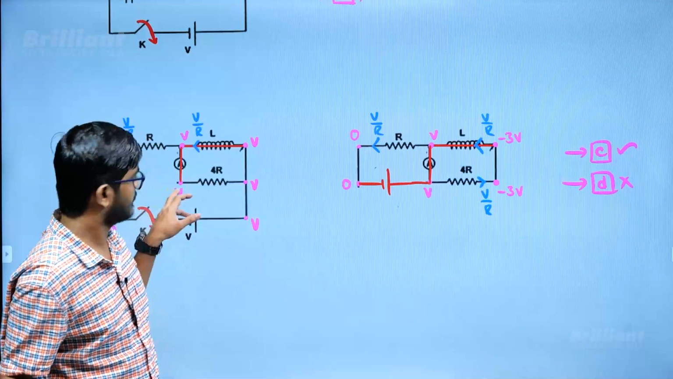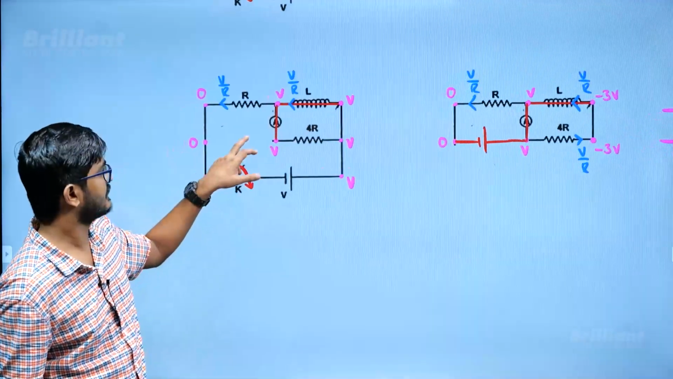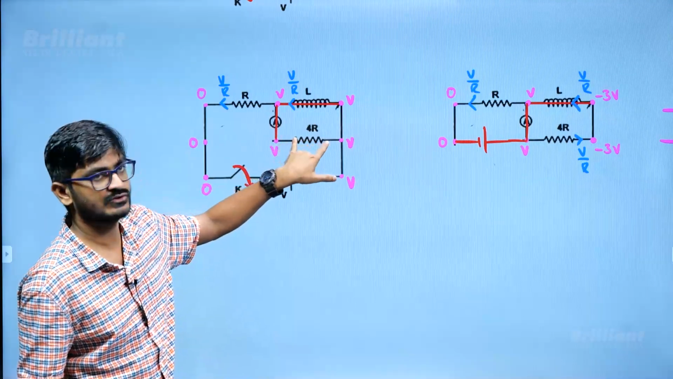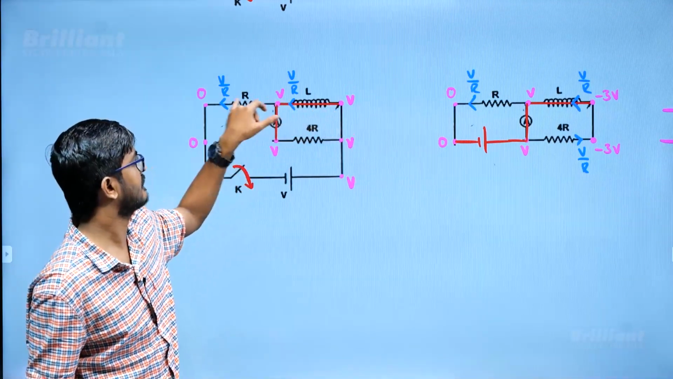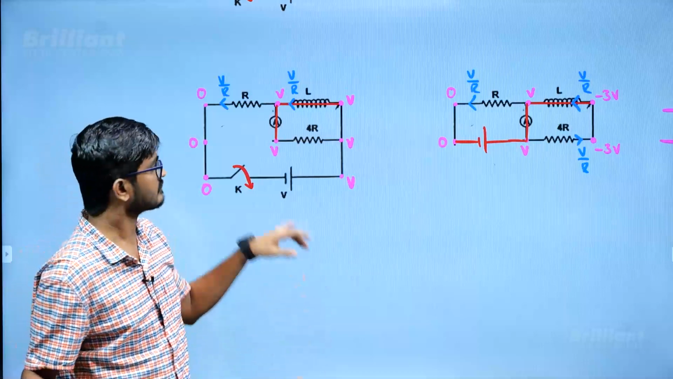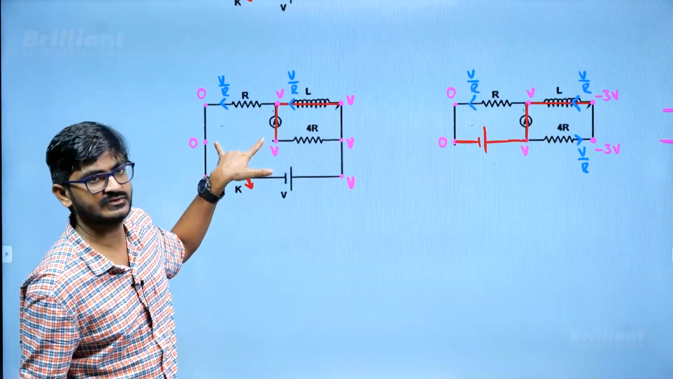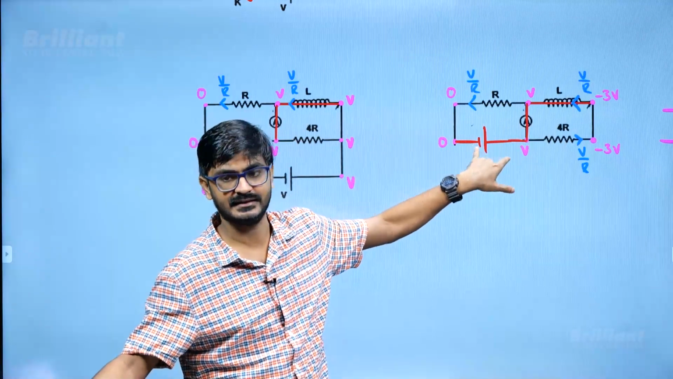Yeah, I think you can see that here. After steady state is achieved, this will behave like a short circuit and no current will flow through this one, and current will be V by R. Now when you are opening this again, what will happen? This capacitor, which was charged, will act like a battery at that moment.